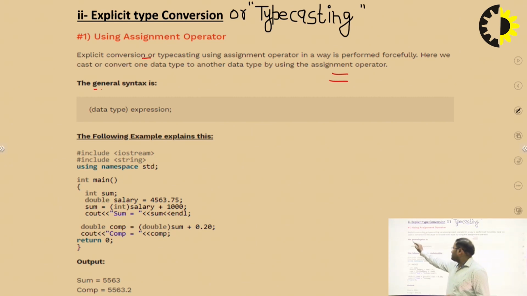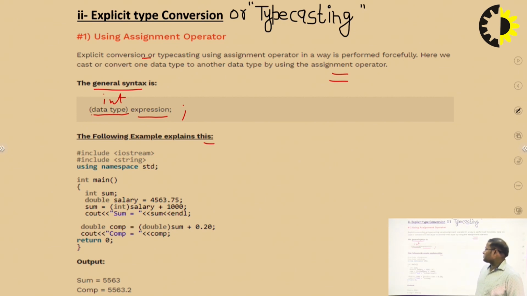The general syntax is given here. Firstly, we write the data type like integer, float, double, and then we write the expression and then a semicolon. The following example explains this. I have given one example program of C++ to explain the explicit type conversion using the assignment operator. Here header files are included.